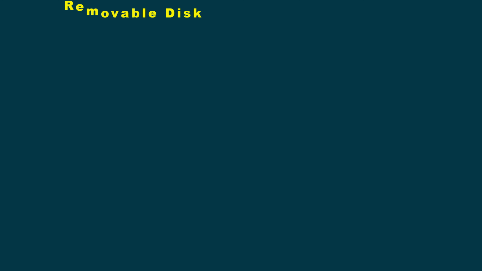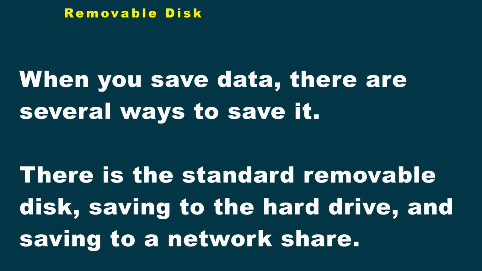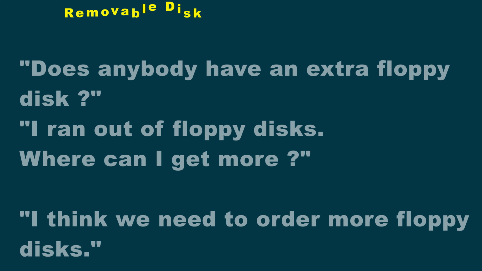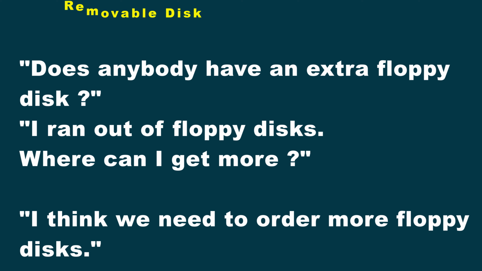Removable disk. When you save data, there are several ways to save it. There's the standard removable disk, saving to the hard drive, and saving to a network share. Does anybody have an extra floppy disk? I ran out of floppy disks. Where can I get more? I think we need to order more floppy disks.